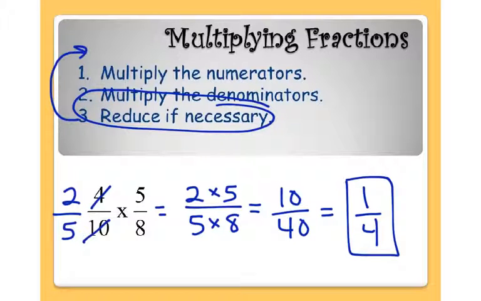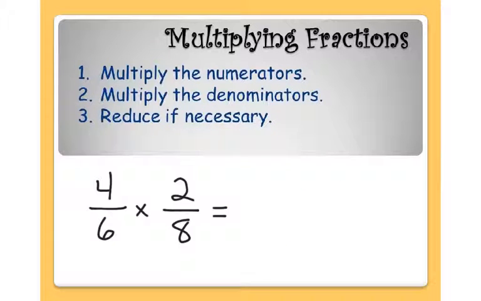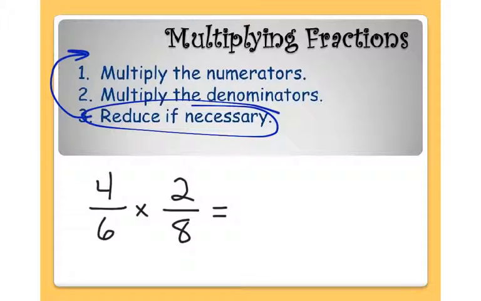Now that's the same answer that I got before, but I just did a little bit of my reducing ahead of time. Here's another example where I can actually reduce first. So I've got 4/6 that reduces down to 2/3, and I have 2/8 which reduces to 1/4.